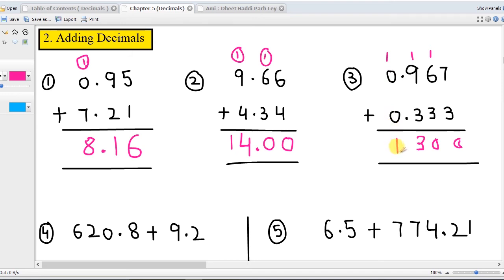So where should we write the decimal point? Since there are 3 digits in the question after the decimal point, we should place our decimal point in the position so that we have 3 digits after it. So our answer is 1.3 or simply 1.300, since there is no worth of these zeros after the decimal point, right?